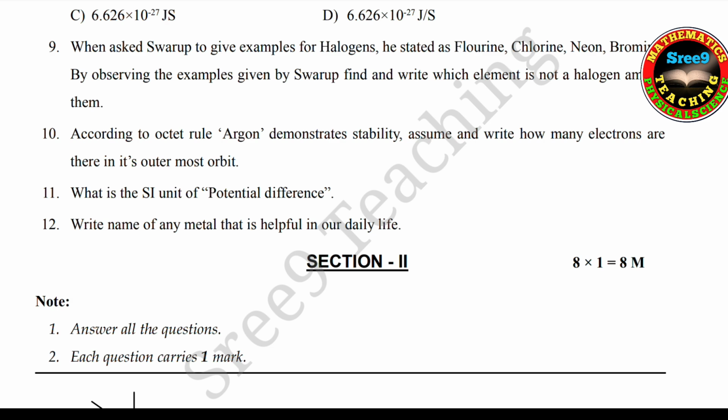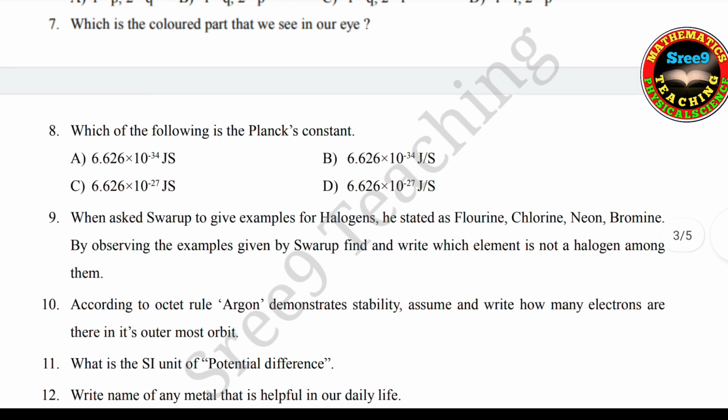Now 11th, what is the SI unit of potential difference? It is volt, V-O-L-T, volt or voltage, right? Now 12th question, write name of any metal that is helpful in our daily life. Simply, which metal is helpful in our daily life? Iron. So for all these 12 questions, I wrote answers in a paper. I will show you that.